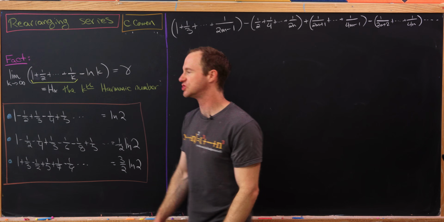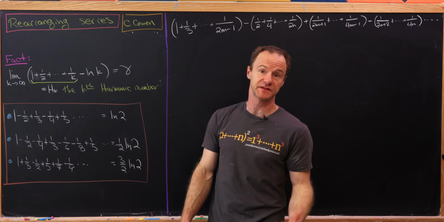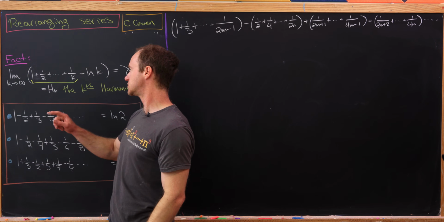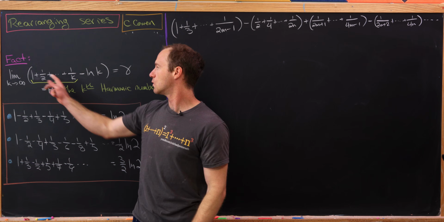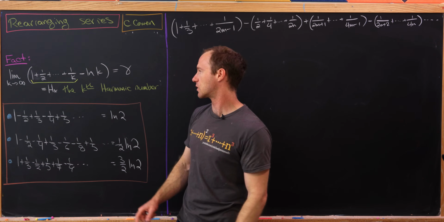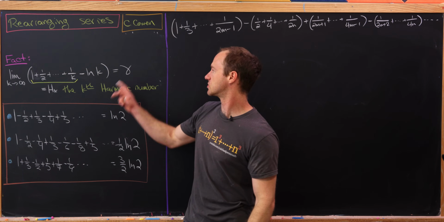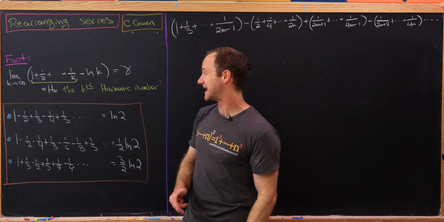Now we're ready to look at the general case, but before we do that, I'd like to recall a fact, and we've looked at this in a previous video. And that is that if you take the limit as k goes to infinity of the partial sum of the harmonic series, so 1 plus a half plus a third all the way up to 1 over k, minus the natural log of k, well, that limit converges to a number known as the Euler-Mascheroni constant, which is called gamma.